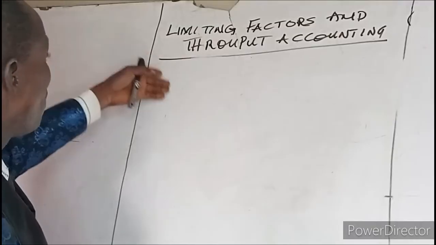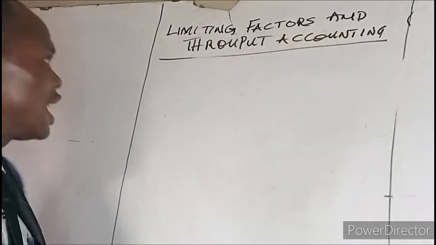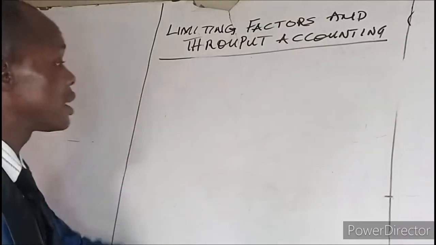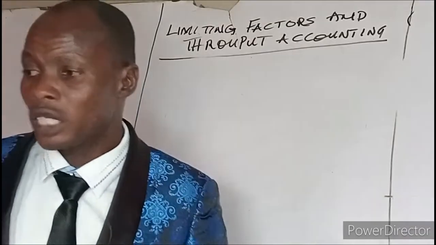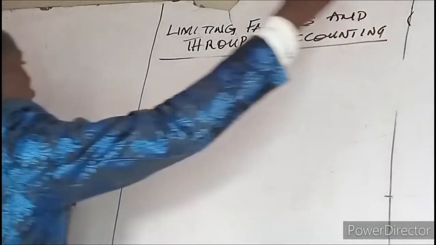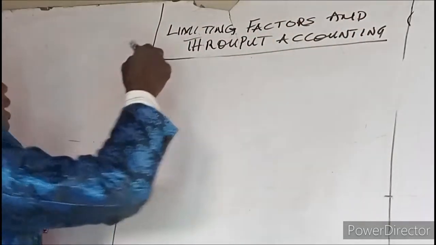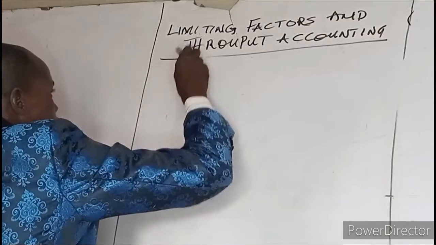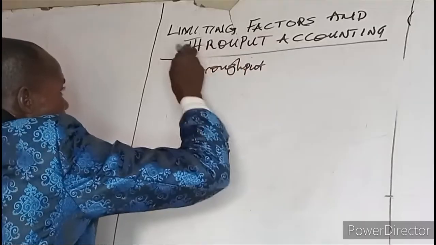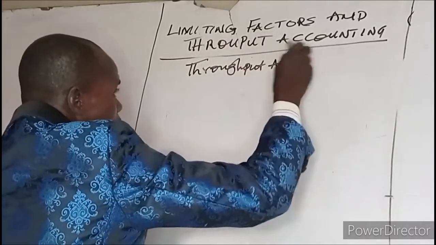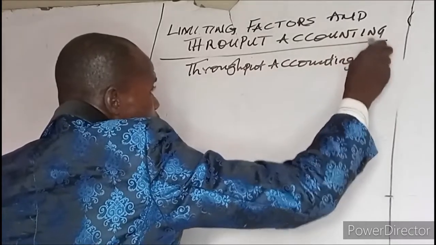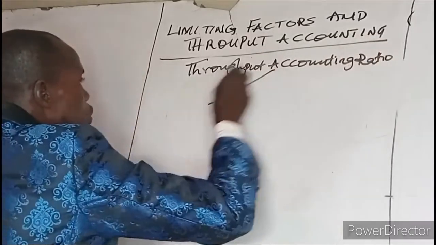It aims at complementing JIT, just-in-time system. The aim of throughput accounting is to complement just-in-time system. So our focus in this topic is the calculation of throughput accounting ratio. To calculate throughput accounting ratios, you need 2 variables.